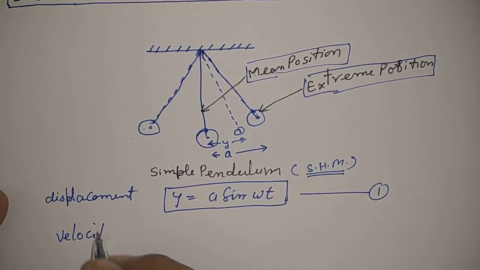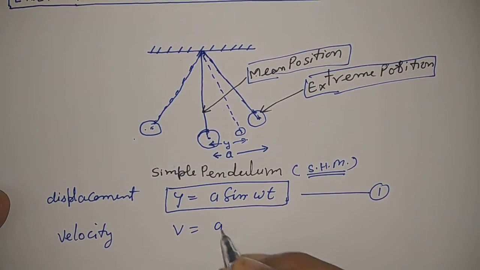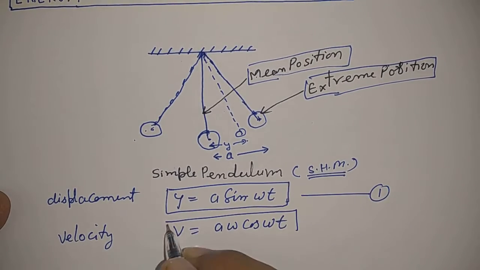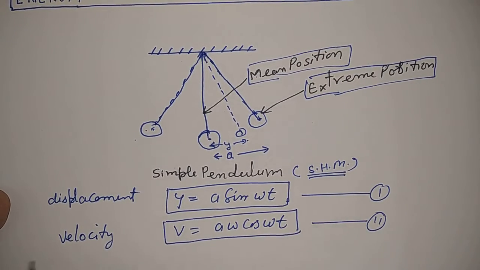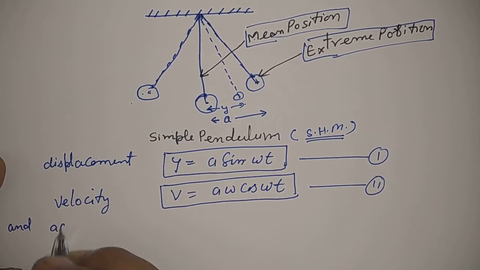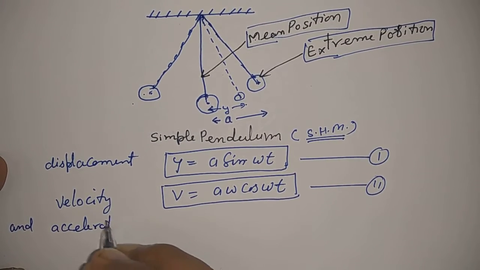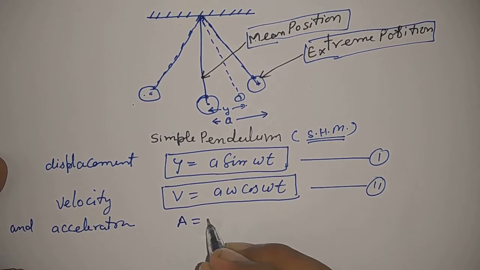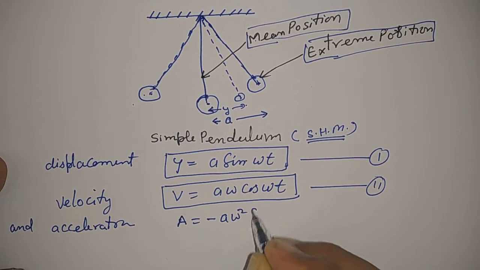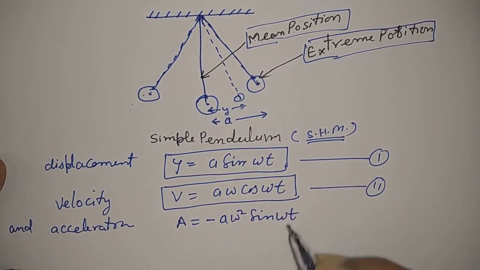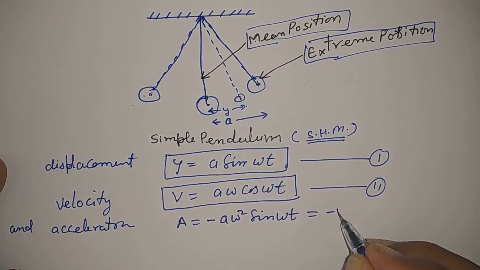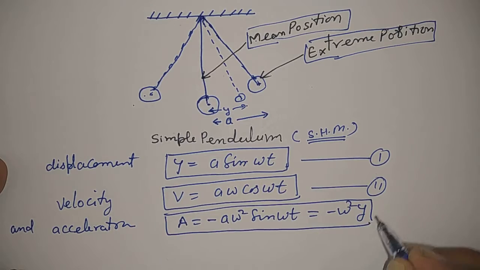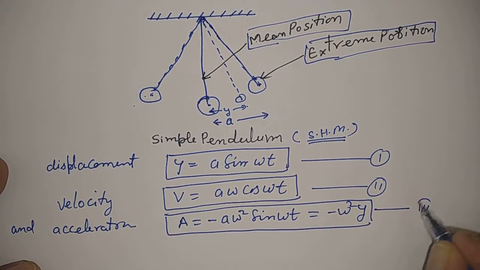Velocity v is equal to a omega cos omega t. And acceleration capital A is given by minus a omega square sine omega t, equal to minus omega square y, and this is represented by equation number 3.